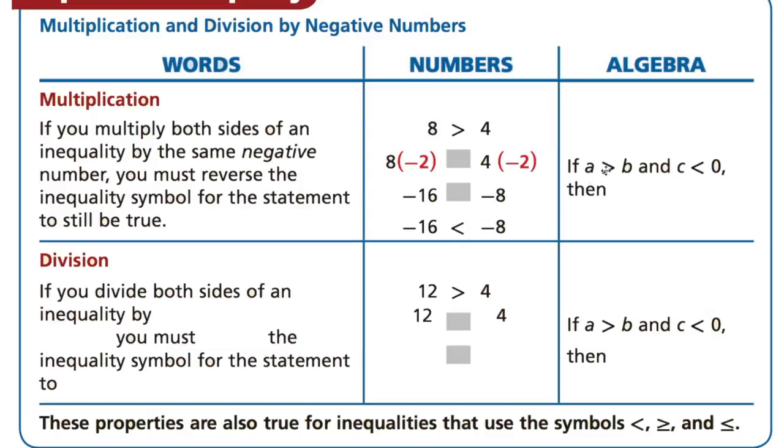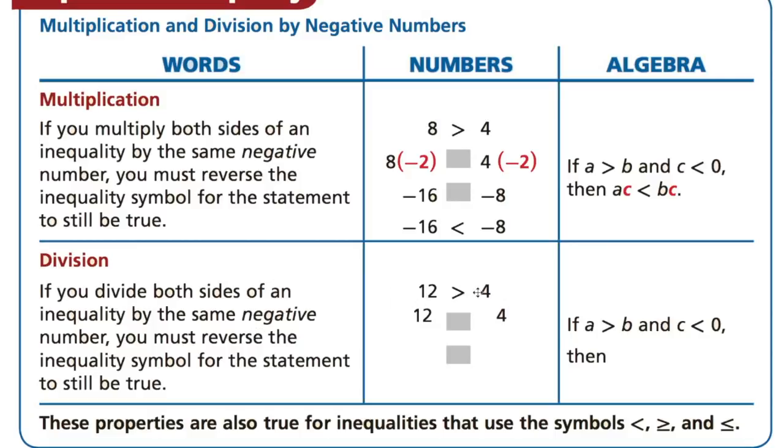Algebraically, if we start with a being greater than b, and we multiply both sides by a negative number c, then we're going to have a times c is less than b times c. So don't forget to flip your inequality. The same thing happens for division. If we divide by the same negative number, we're going to have to reverse that inequality.